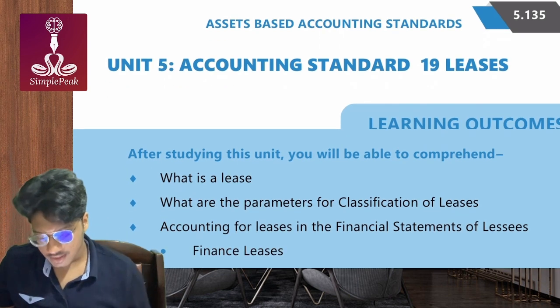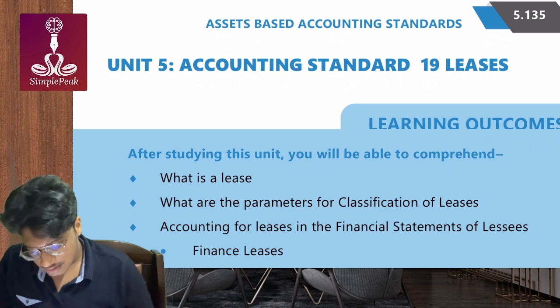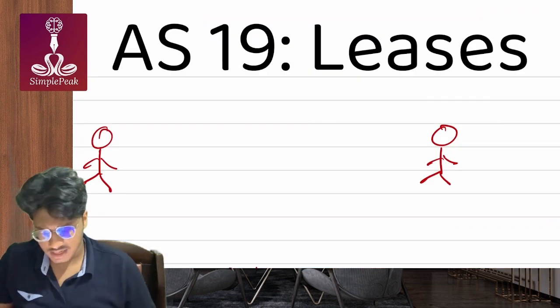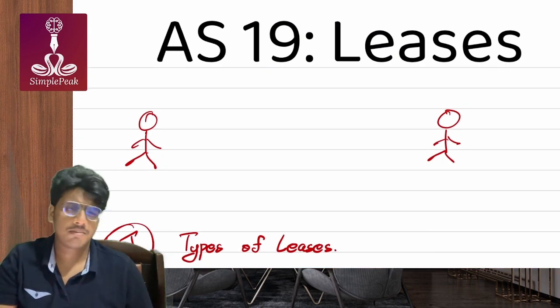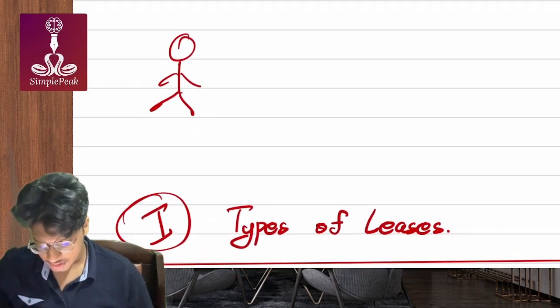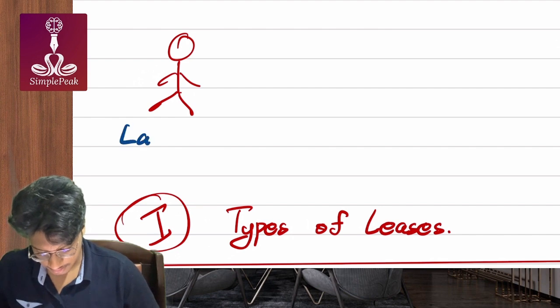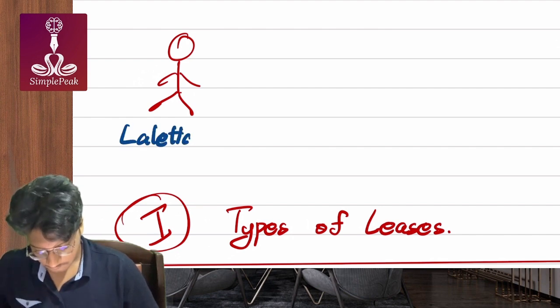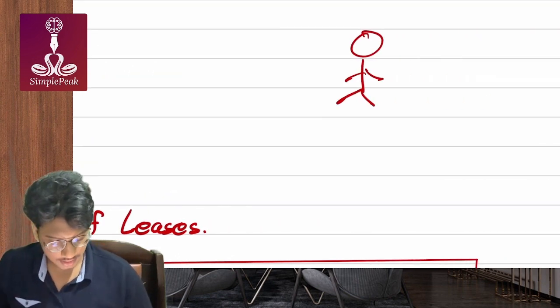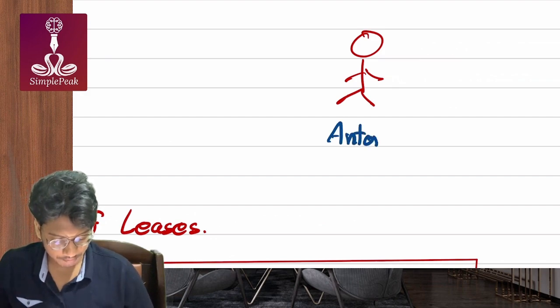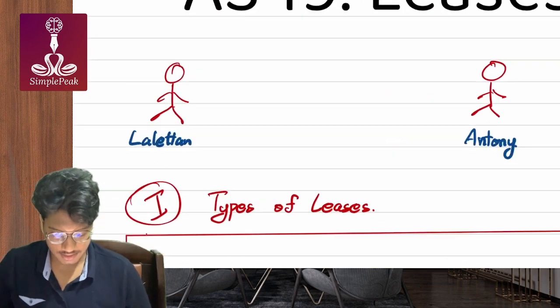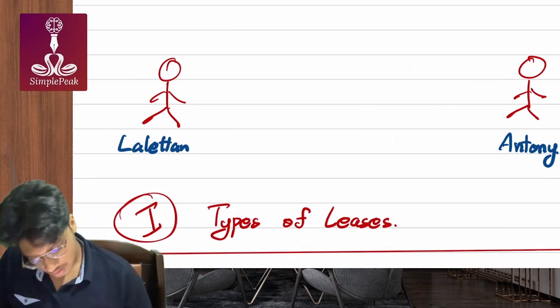So, Accounting Standard 19, Leases. Before we begin, let's understand what we mean by leases. Let's take two persons. I'll name the first person Layman, and let's take another person, Anthony. Okay, Layman and Anthony.